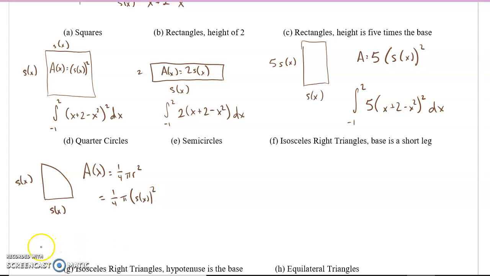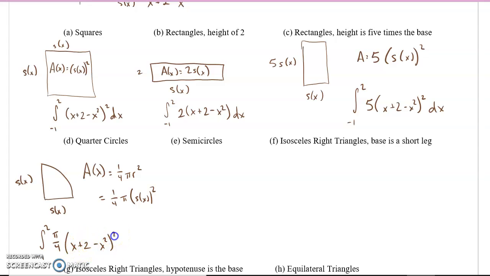So when we integrate that, again, we're going to go from -1 to 2, and that pi over 4, we could pull that out front, just like we could have pulled this 2 out front and this 5 out front. But since I'm not evaluating, I'm just setting up, I'm not really going to worry about it too much.